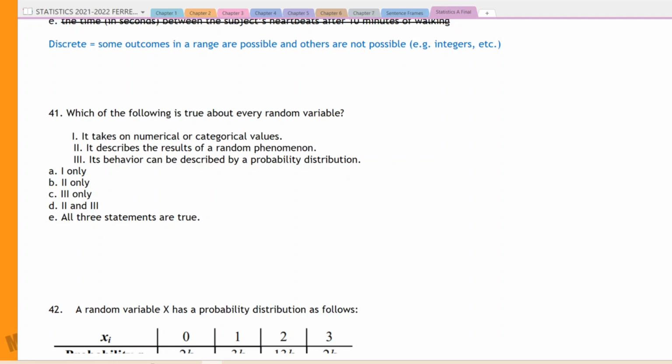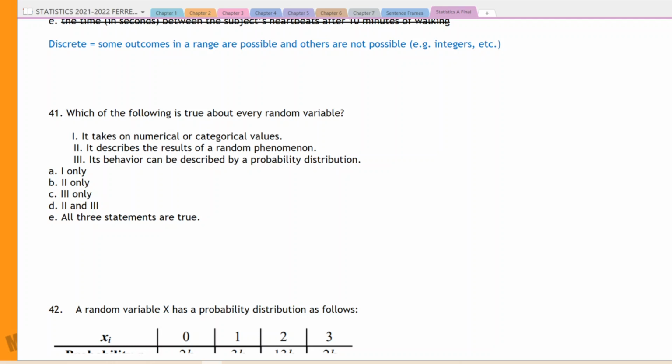Well, hey everyone, today we're looking at the next video here in the AP Statistics A final. We're looking today at questions numbers 41 through 47. And we're starting it off with 41 here. Which of the following is true for every random variable?